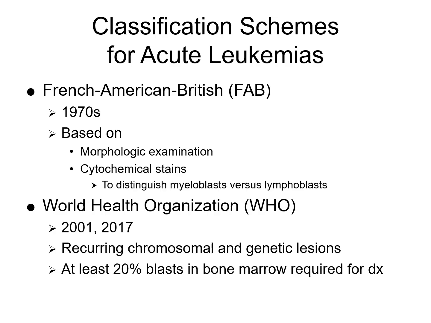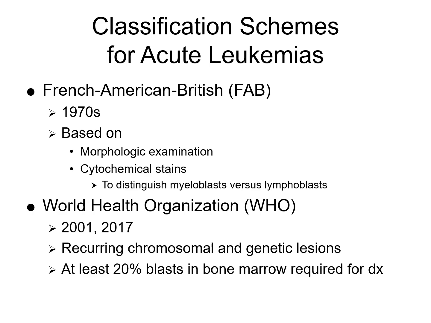It was developed in the 1970s and based primarily on a couple of different options here. So morphologic examination of the cells, which is the appearance under the microscope, and the use of the cytochemical stains to identify those cell types. The purpose was to distinguish myeloblasts from the myeloid lineage from the lymphoblasts from the lymphoid lineage. It was also widely used before genetic testing became routine.